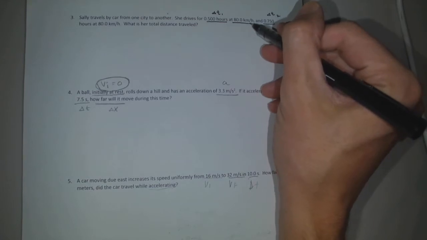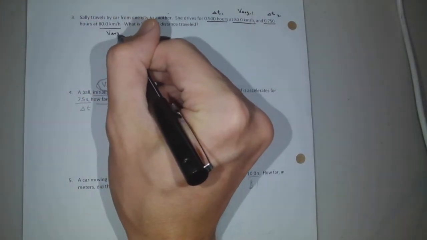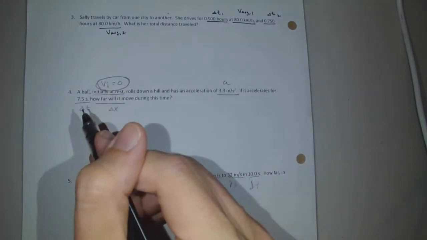Similarly, we've got a speed here. Well, I'm just more comfortable writing v average for speed. V average 1. It doesn't have a direction, does it? And we have a v average 2. And what's the variable that we're looking for? Pause for just a moment and label it.